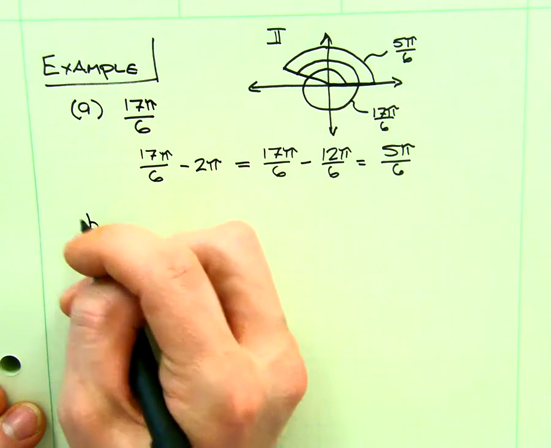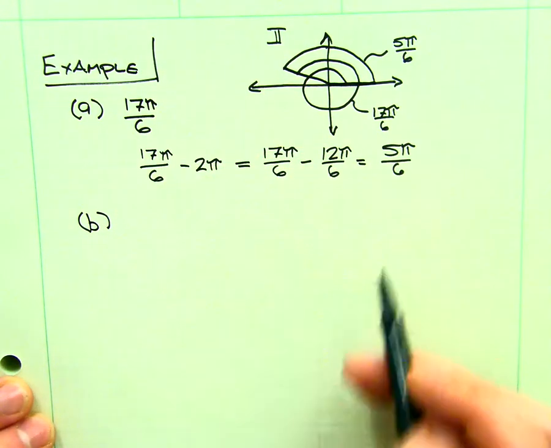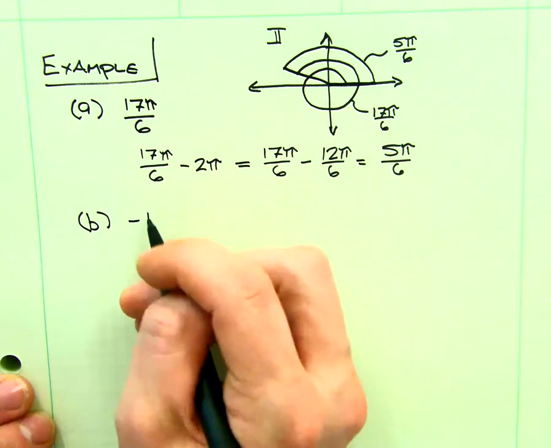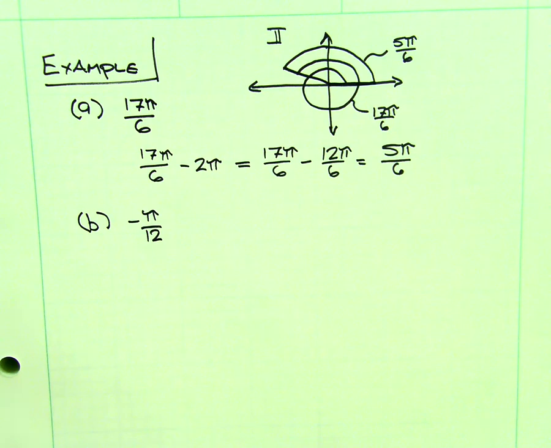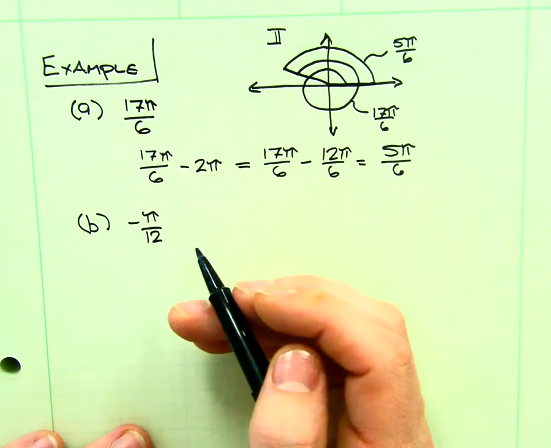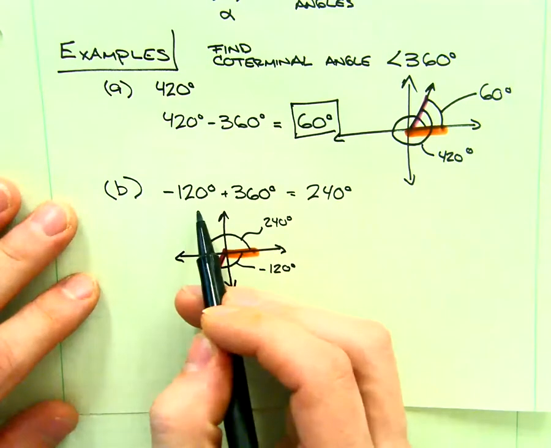Okay, one last example, and we'll finish this one up. This one's similar to how I had one that looped all the way around. This time I'm going to have negative pi divided by 12. Just like in the previous one, where we were dealing with degrees and I had negative 120 degrees, here I've got negative pi divided by 12.